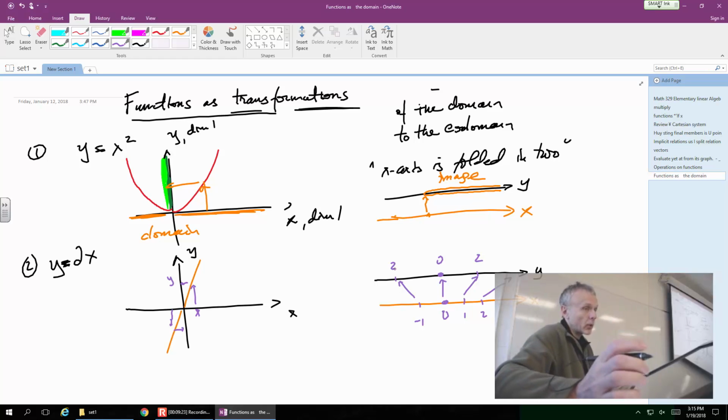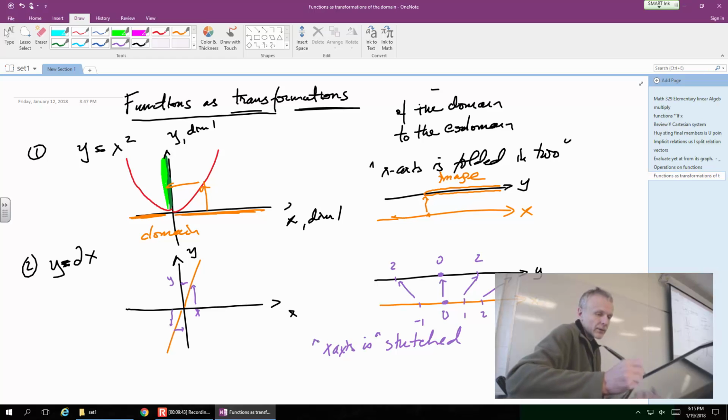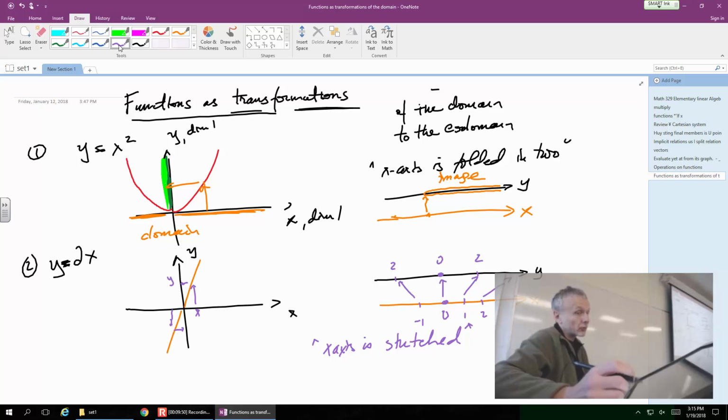But you can also now describe it verbally. Can you describe it verbally? What has happened? Stretch. It is a stretch. So the x-axis is stretched by a factor of 2, but that's a detail that we can omit for the time being. So the x-axis is stretched. That's it.